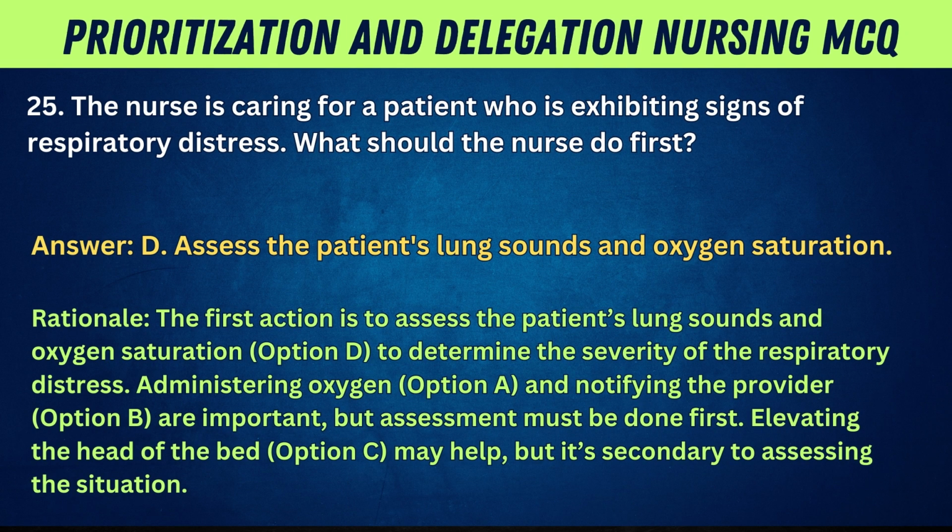Answer. D. Assess the patient's lung sounds and oxygen saturation. Rationale. The first action is to assess the patient's lung sounds and oxygen saturation, option D, to determine the severity of the respiratory distress. Administering oxygen, option A, and notifying the provider, option B, are important, but assessment must be done first. Elevating the head of the bed, option C, may help, but it's secondary to assessing the situation.